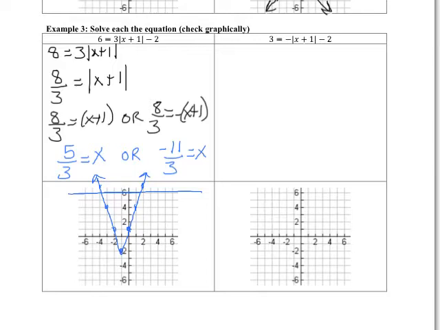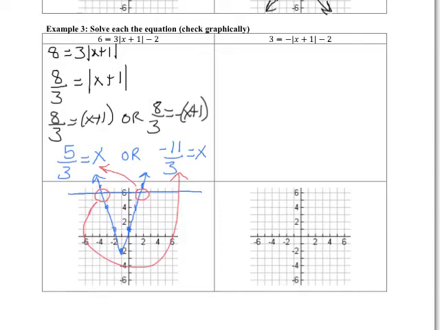And it doesn't land right on an intersection, but if we were to compare it, this is our 5/3 answer. It looks like 1 2/3. That seems about right. And then if we're going to compare our other one, this should be -11/3. And that is -3 2/3. That seems to confirm that. So our drawing confirms our algebraic calculations.